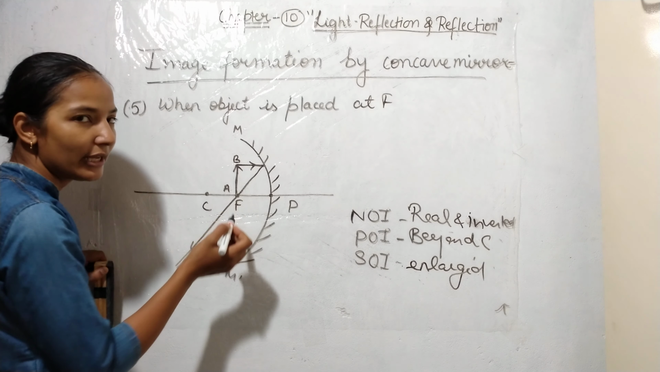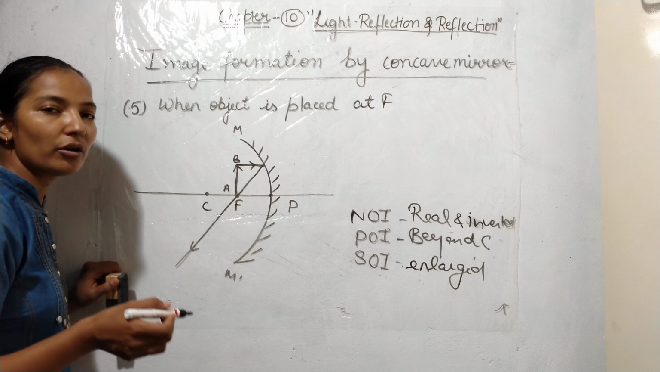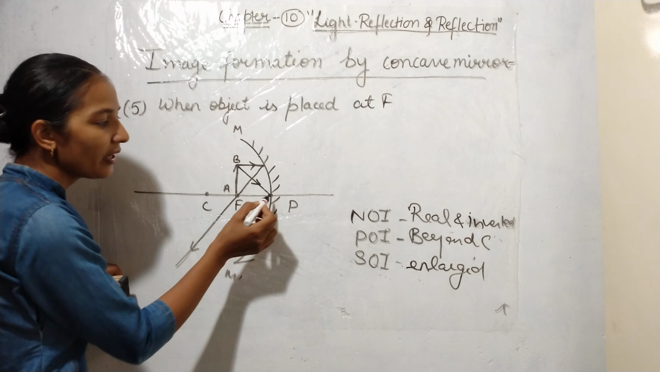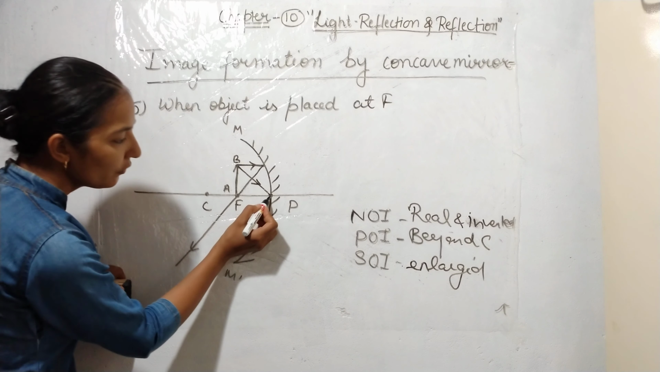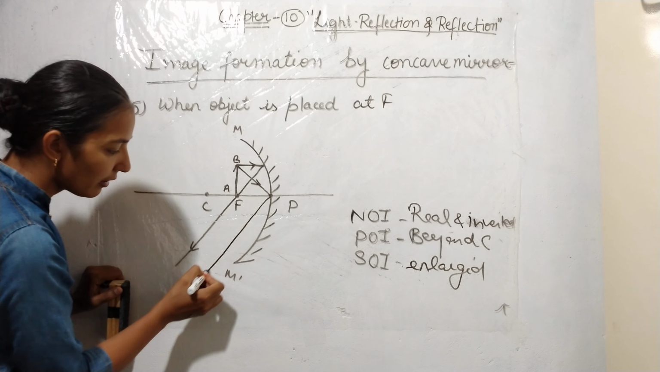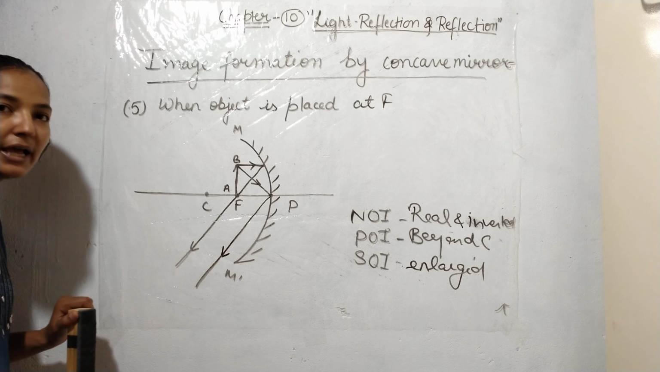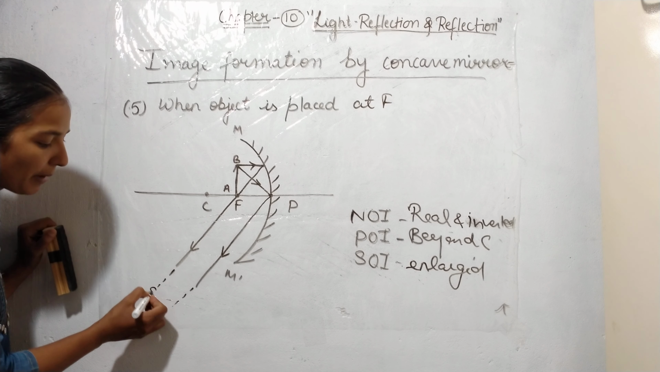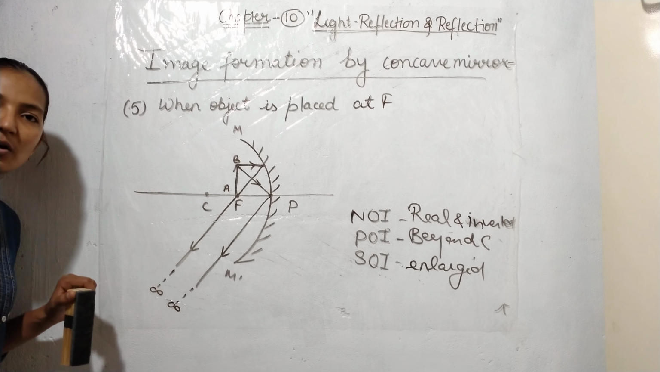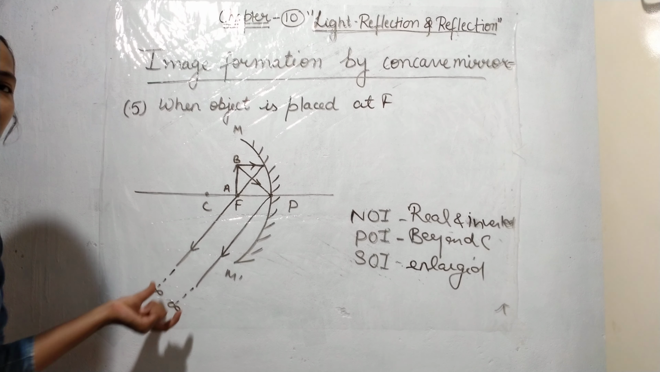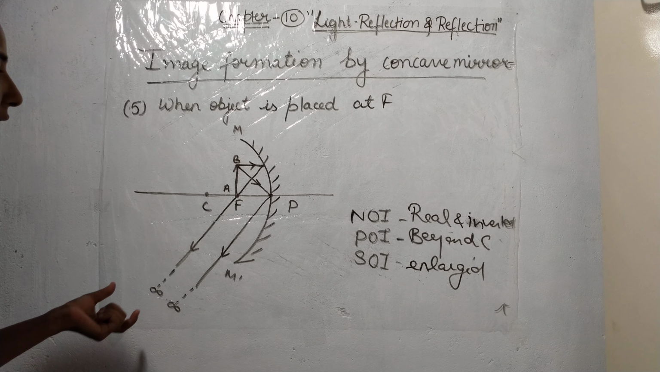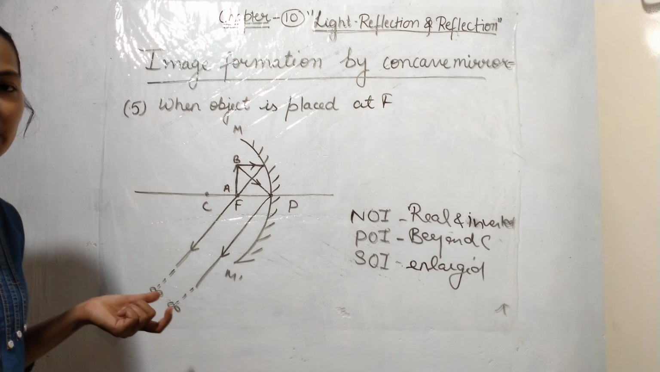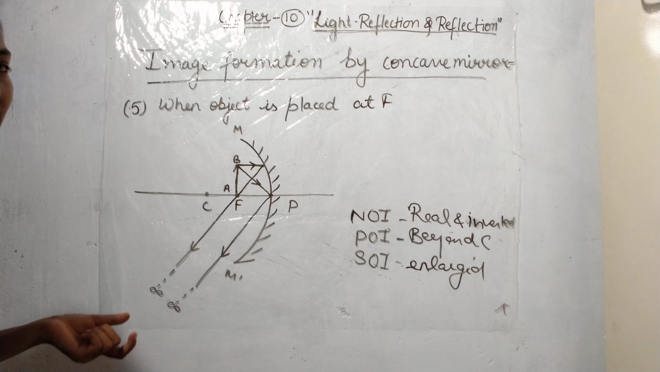That's why we are taking some other rule for the image formation. That is, if any ray is striking the pole, then it will reflect back with the same angle of reflection. In this condition, we are getting two rays which are parallel to each other. Parallel rays move up to infinity. That's why the image is supposed to be formed at infinity.